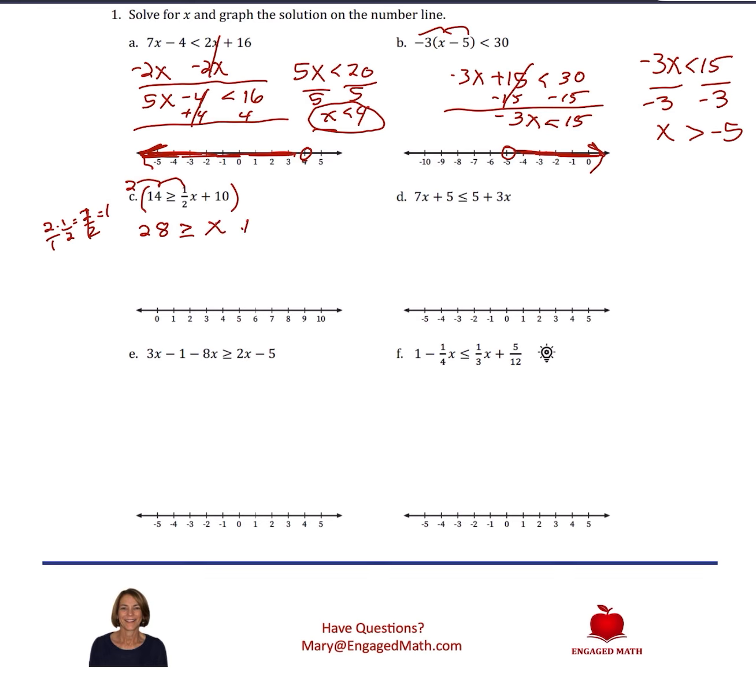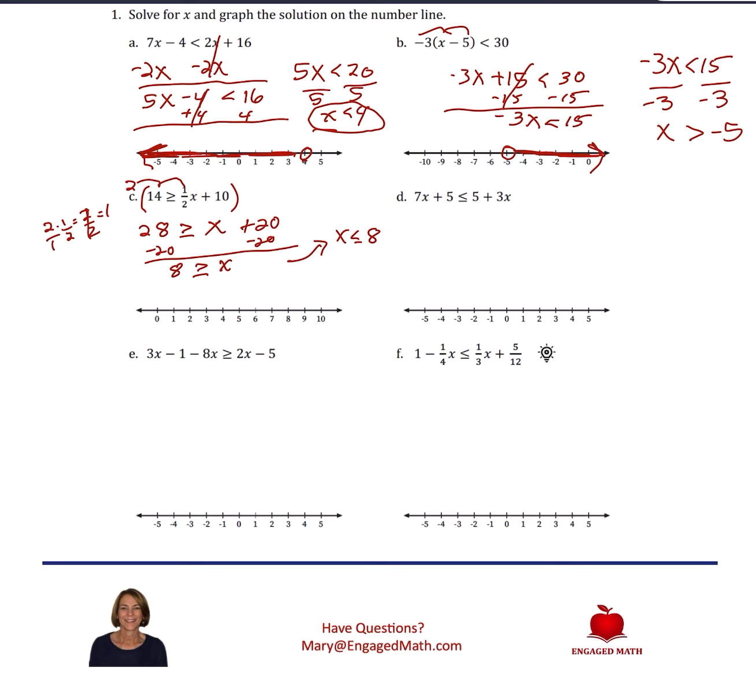I'm just going to leave it as x plus 20. You're going to subtract 20 from both sides. And when we do that, remember, we don't have to flip the sign here because we didn't multiply or divide through by a negative. So we now have 8 is greater than or equal to x, which sometimes I like to write this way. X is less than or equal to 8.